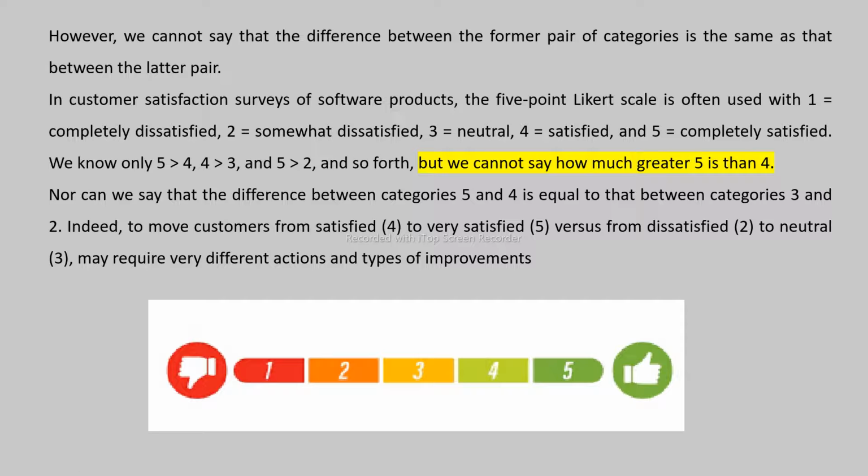When we talk about a practical scenario, we want the quality of the product to be improved. What we have to do is reach from 4 to 5, isn't it? And from 2 to 3 in this scale. So they may require different actions and different strategies to improve the software product. So the main thing is, we can compare the two levels, but we cannot tell exactly how much one is greater than the other.